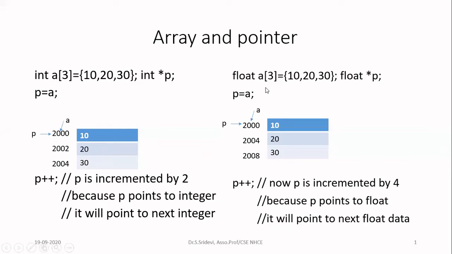Instead of integer, in the same example, I am simply changing it to float. Let me assume that float is going to occupy 4 bytes. Definitely, always in all compilers, float will occupy 4 bytes only. So here float is occupying 4 bytes. In 2000, the first number 10 is stored. In 2004, the second number 20. In 2008, the third number 30 is stored.